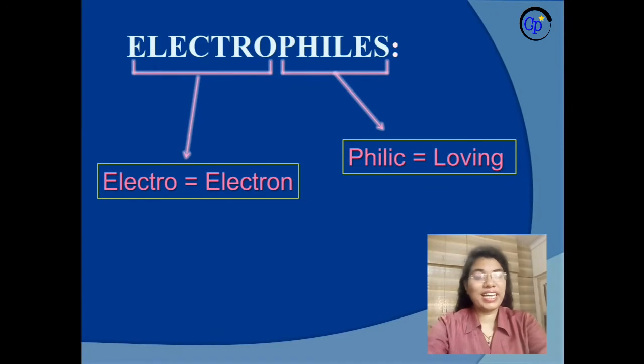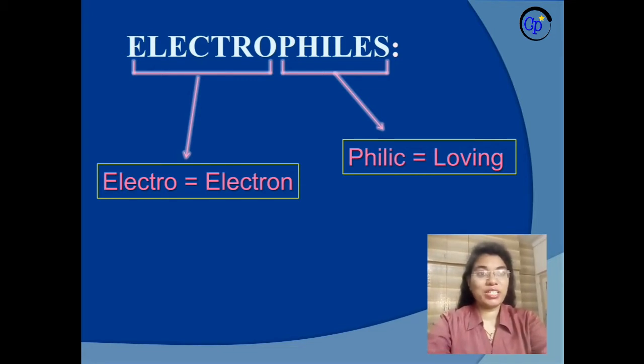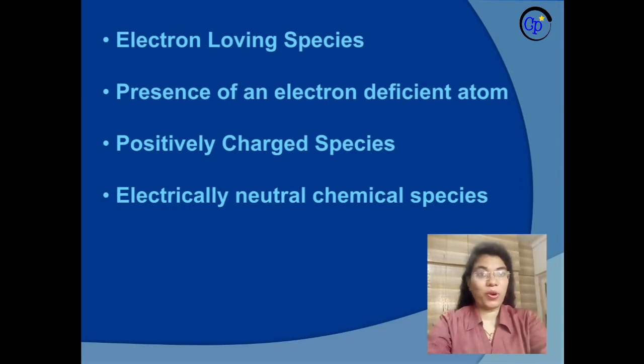First of all, let's learn what electrophiles are. Here the term electro means electrons, and philes or philic means loving. So we can say that electrophiles are electron loving species. Here are a few key points. First one, they are electron loving species. Second, there is a presence of an electron deficient atom.